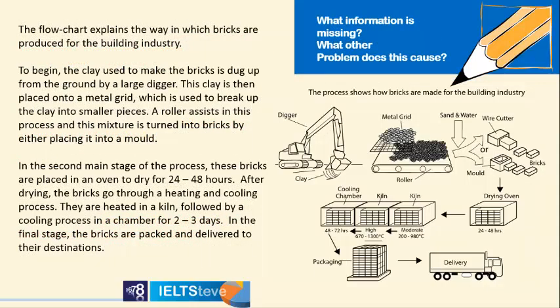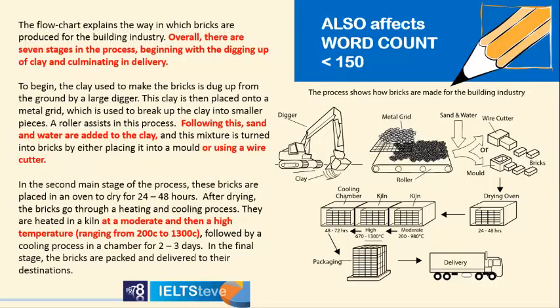It's too short. So by missing information in a process, this person is going to get a very low mark for task achievement, even though the coherence is pretty good, and even though the grammar and the vocab are high level. So you want to be very careful of this problem. Make sure you discuss all data. Make sure you have an overview.